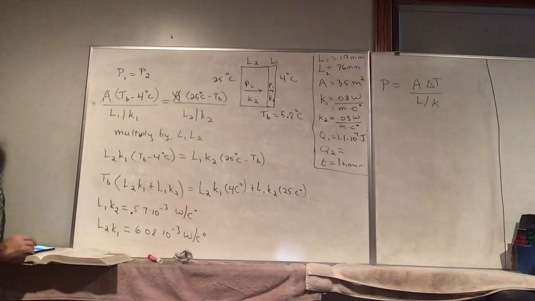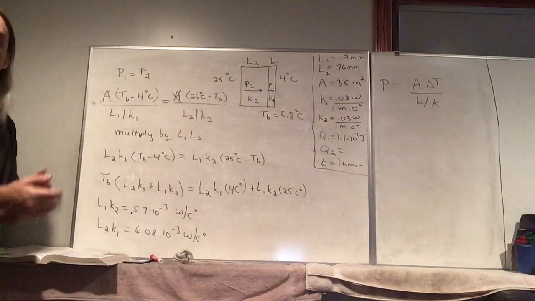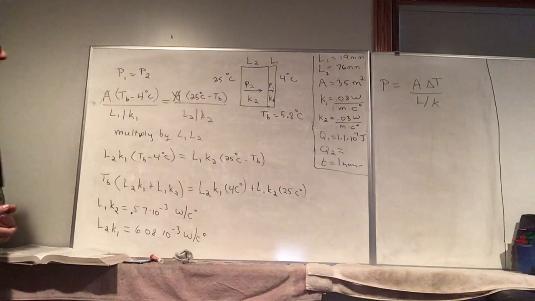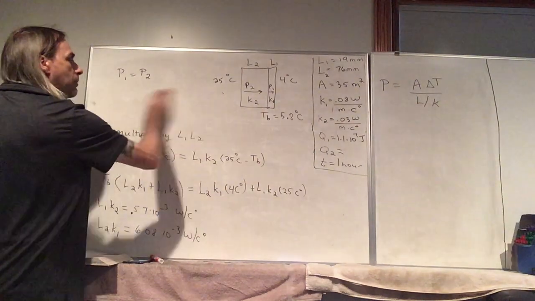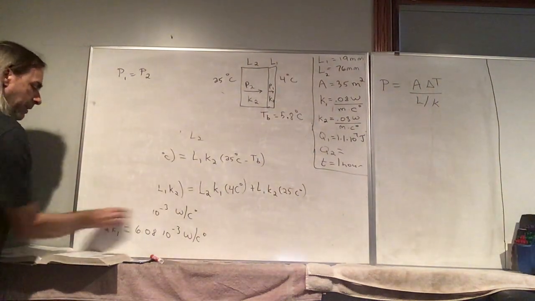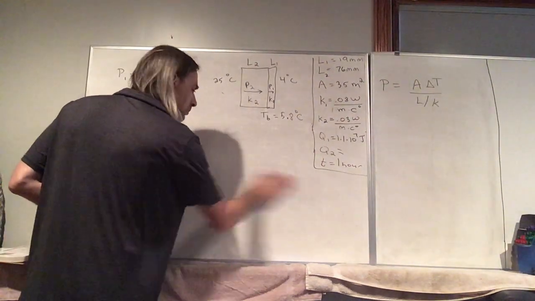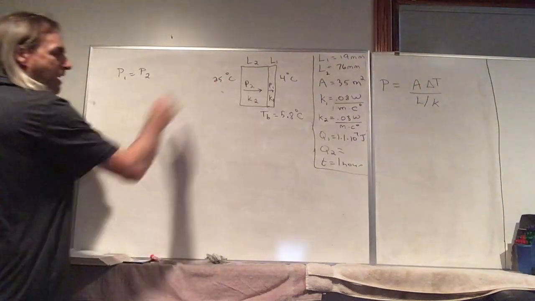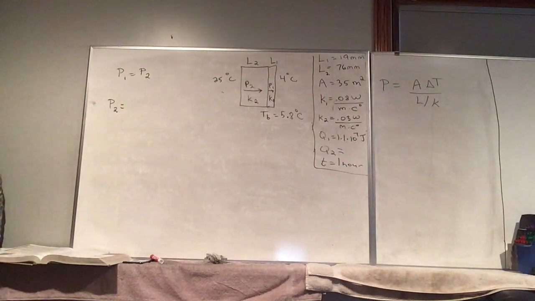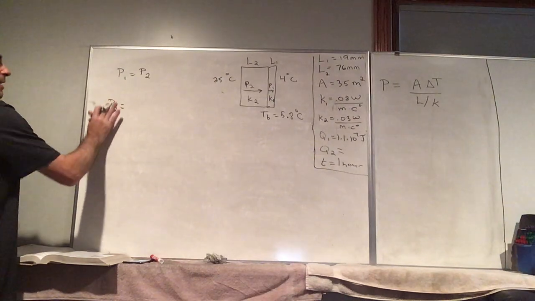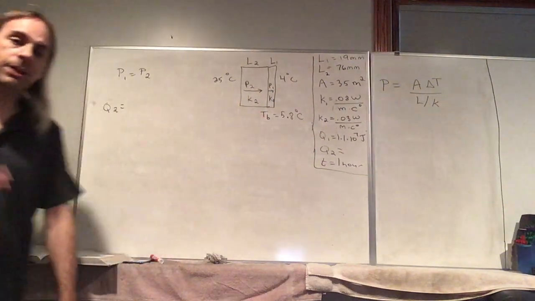But what we're going to do now is answer the question, how much heat is going to flow through this wall in 1 hour? And now that we have this boundary temperature, let's get rid of all of this. Let's calculate Q2, the amount of heat flowing through the insulation in 1 hour.